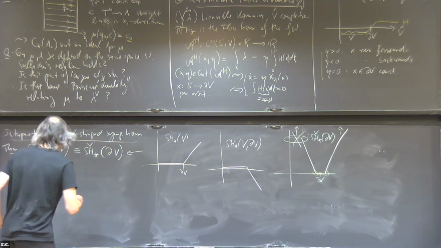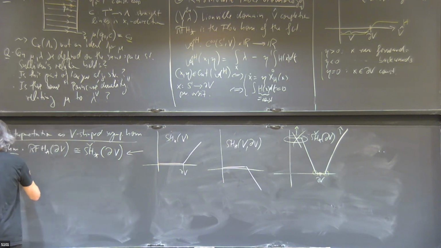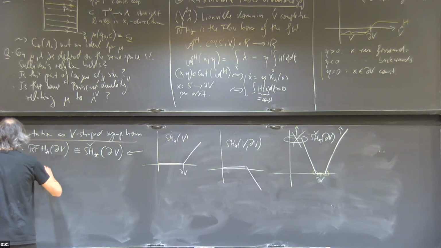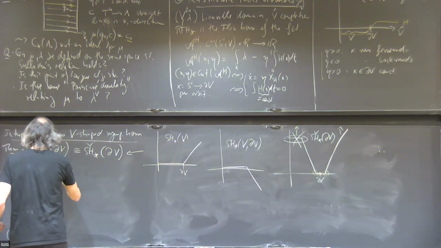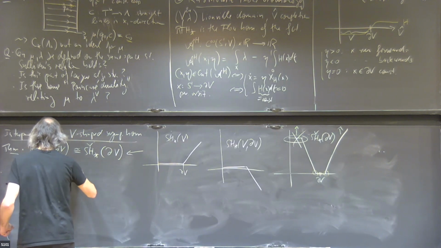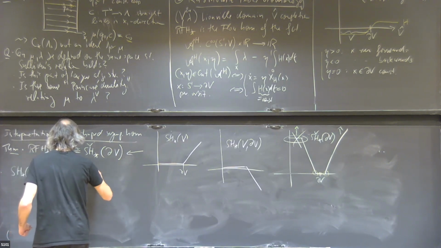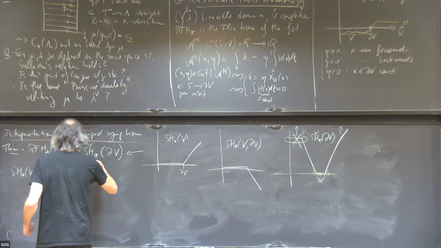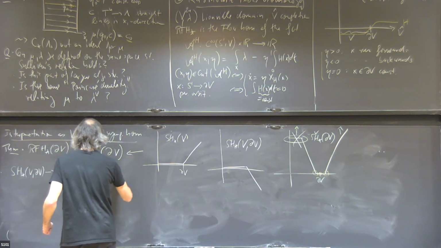So here we have a complex, and it goes from symplectic homology of V relative to the boundary to symplectic homology of V to V-shaped symplectic homology of the boundary, and then there's a degree shift.